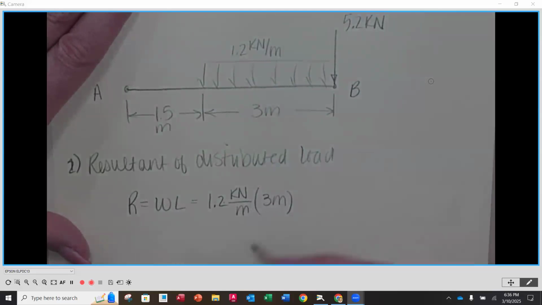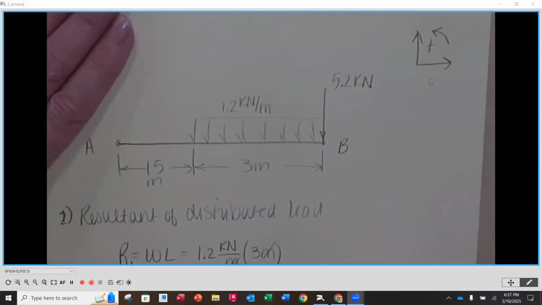So resultant 1 is going to be equal to 3.6. And now the meters cancel out, top to bottom, and this is going to be 3.6 kilonewtons. So it's just a force.